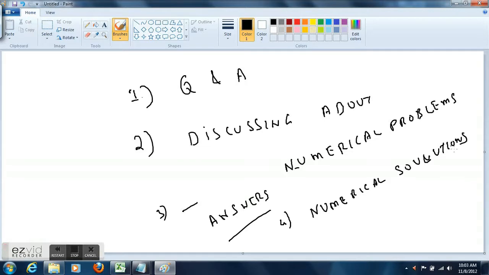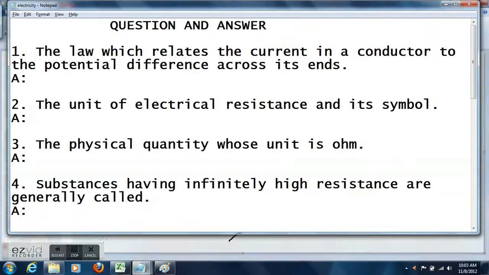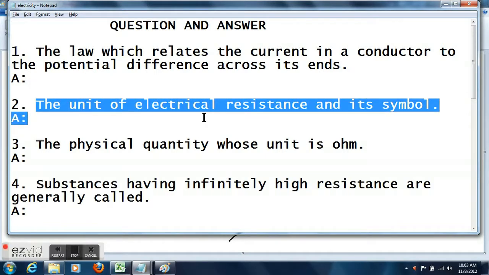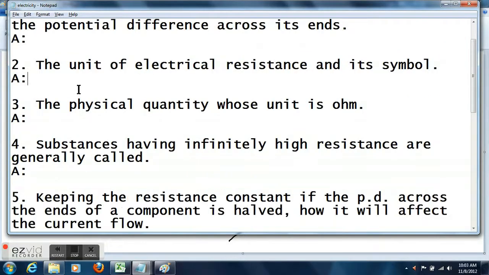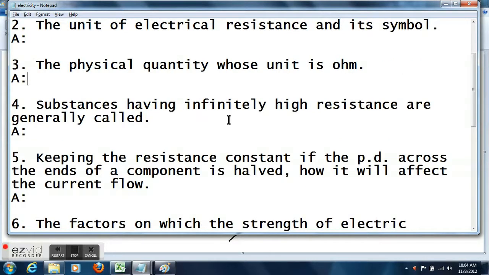Okay, so sequence is like this: first questions and then numerical problems. So let me read the questions. First question: the law which relates the current in a conductor to the potential difference across its ends. Write the answer here. Question number 2: the unit of electrical resistance and its symbol. Question number 3: the physical quantity whose unit is ohm. Question number 4: substances having infinitely high resistance are generally called.